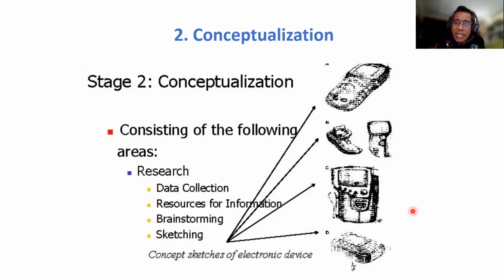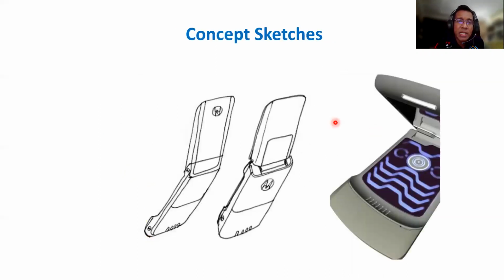So this sketch is a fast and inexpensive medium for expressing ideas and evaluating the possibilities. We can use this one to research, to collect the data, to brainstorm with the appearance, with the visualization of the product itself. After that, this is an example concept sketch, the concept sketch of the RAS phone project.